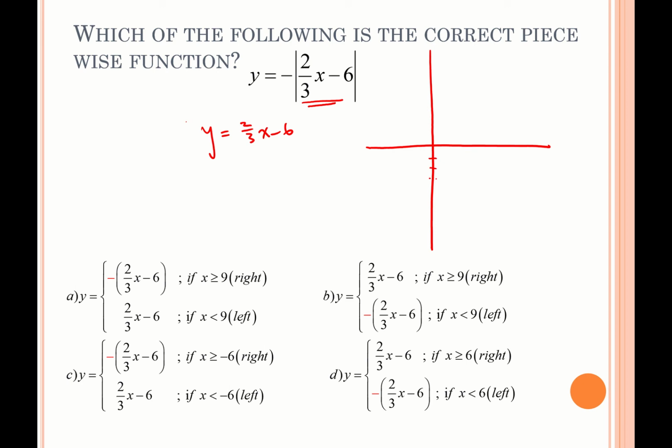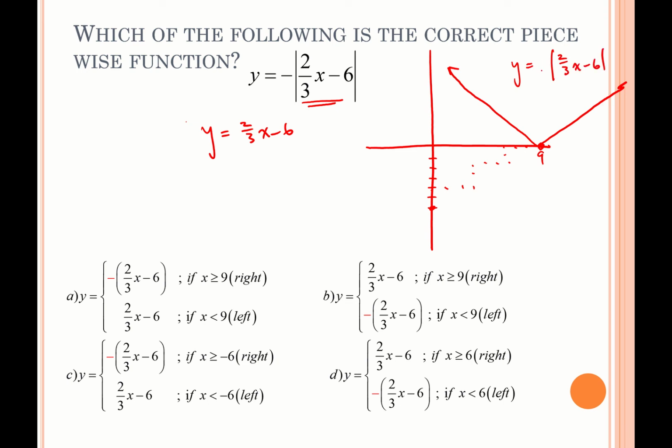So 1, 2, 3, 4, 5, 6. Your slope is 2 over 3, so you go up 2, right 3. 1, 2, 3, up 2. And then 1, 2, 3, up 2. Okay, so your graph will look something like this. And if you count it right, this is actually 9 over here. Then what you do next is anything that's underneath the x-axis is now flipped upside down, so it looks like this. So this is the graph of y equals the absolute value of 2 over 3x minus 6.